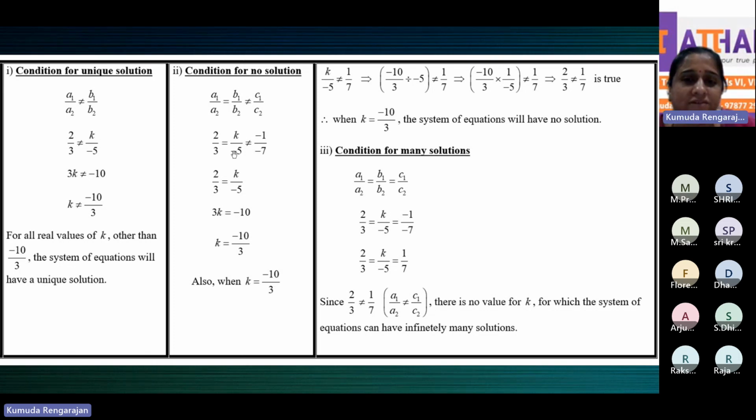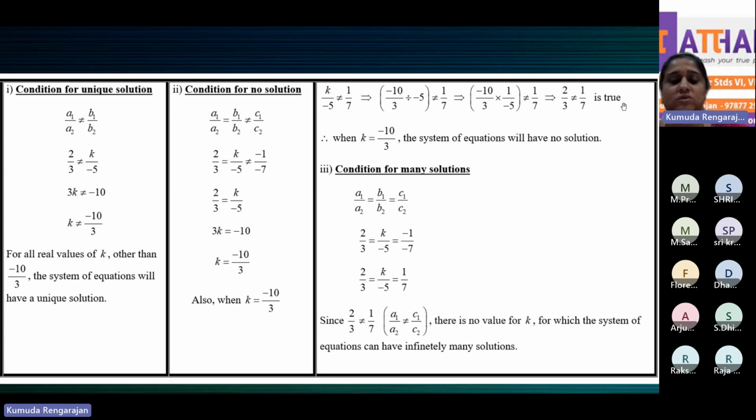When you use -10 by 3 here, 10 k by -5 is not equal to -1 by -7. When you use -10 by 3 there, you can see the working. It's very clear that 2 by 3 is not equal to 1 by 7 is true. Sometimes your teacher might not work this also. You can stop here. K is equal to -10 by 3. This part is only checking.